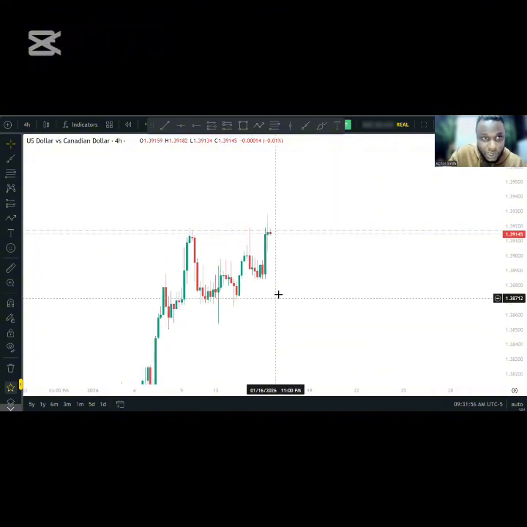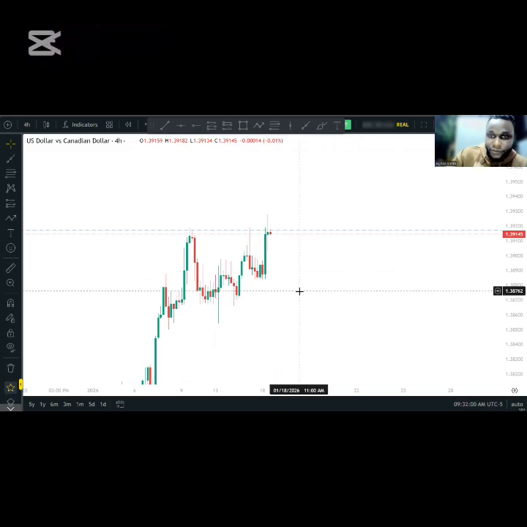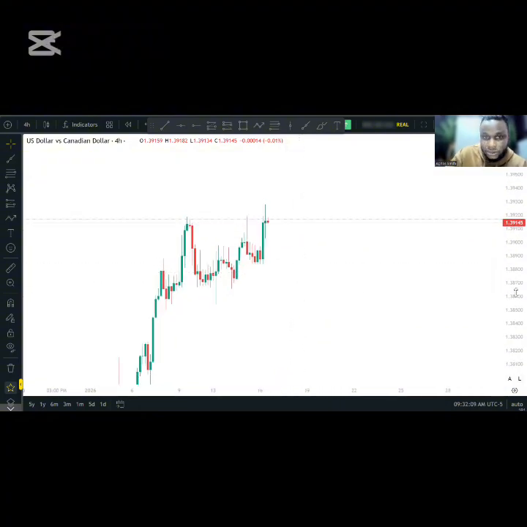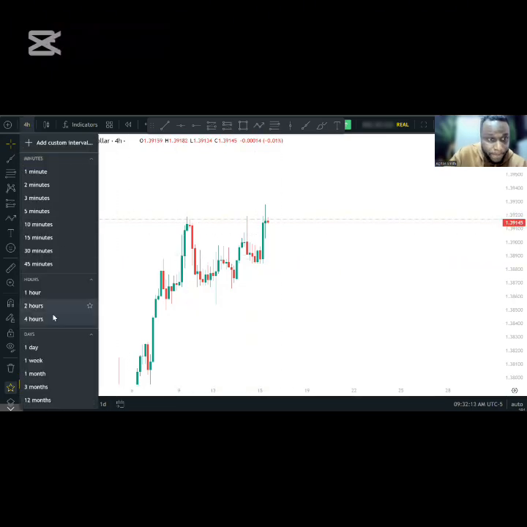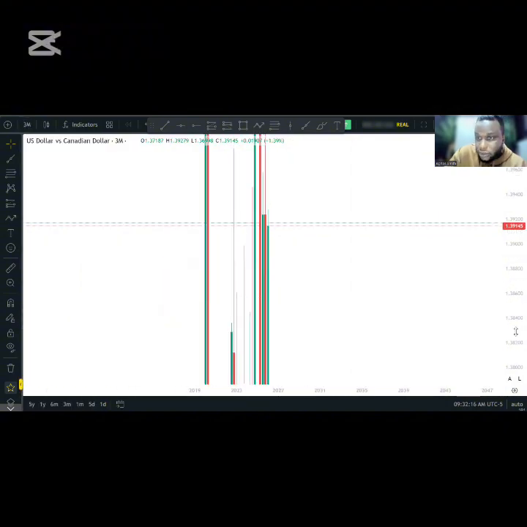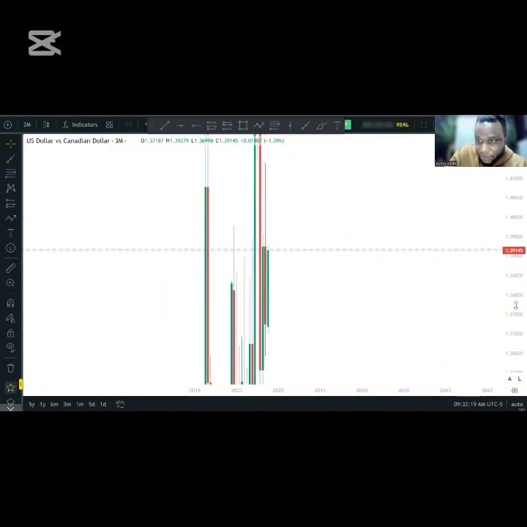And as usual, we're going to start our analysis from the monthly time frame. Let's say the 3 months time frame. It's always good you start from the higher time frame to have a clearer picture of what you should be looking at. This is the 4 hour time frame. So we could just check on the 3 months time frame to have a clearer picture of what we should be expecting.